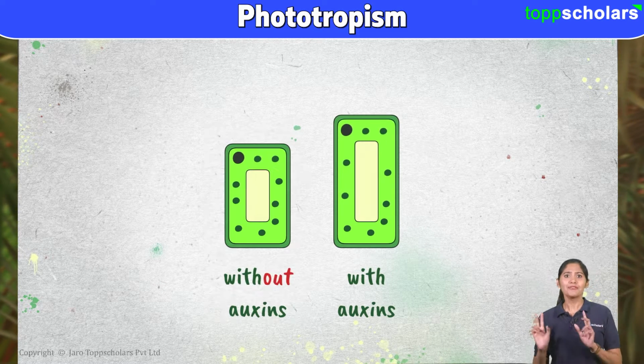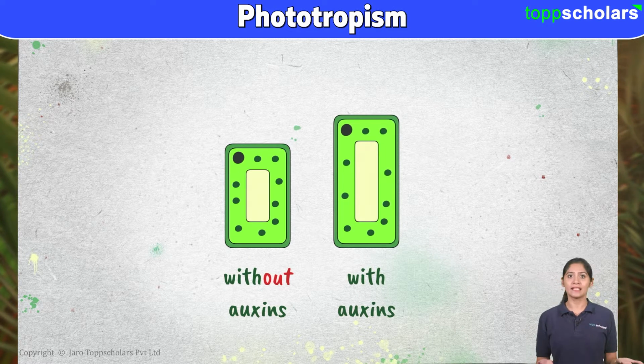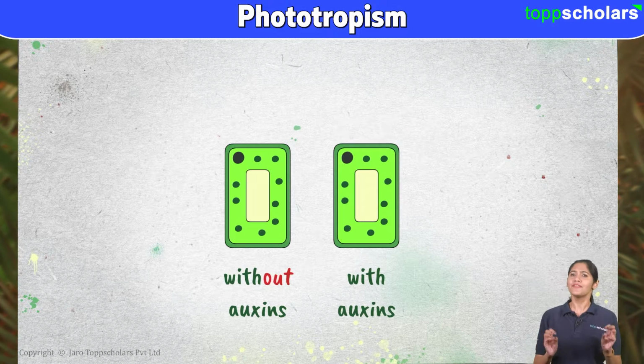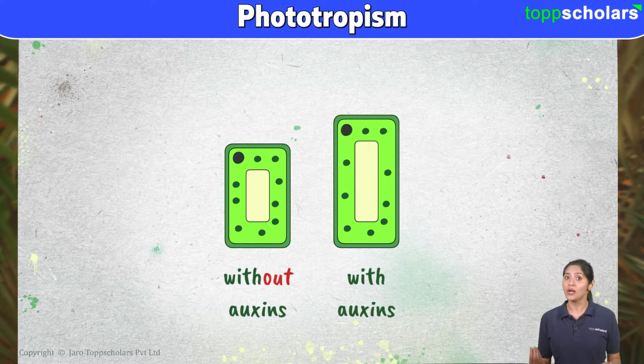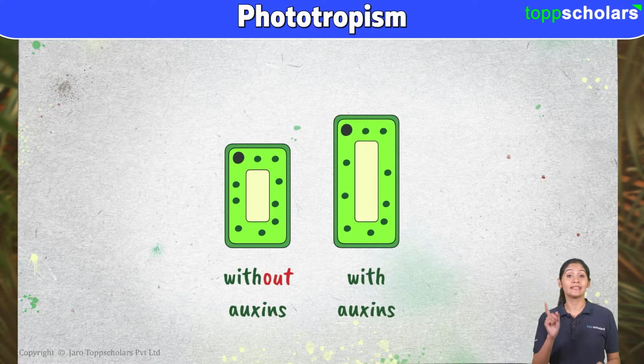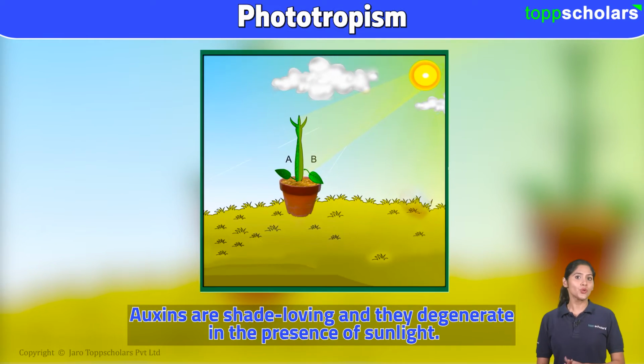So if I have two cells, one with auxin and another without auxin, then there are fair chances of the plant cells with auxins growing faster and longer than the other one. One more thing to note, these are shade loving. In fact, the auxins degenerate in the presence of sunlight.